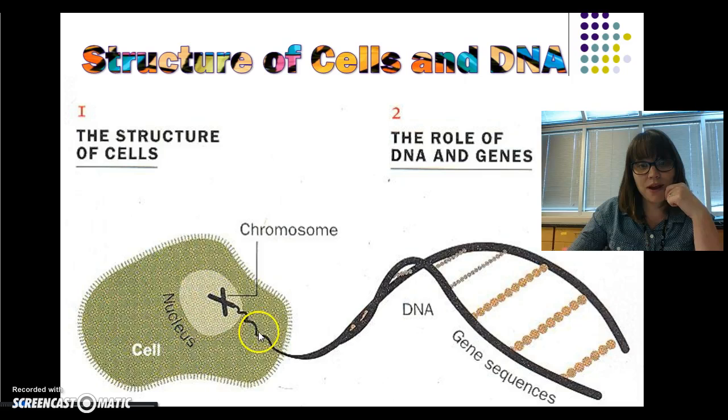So then if you unravel this chromosome, this is the double helix. This is the DNA molecule. Chromosomes are made of DNA and proteins. And then if you have just a section, like this little section of the DNA strand, then that would be a gene or a gene sequence.